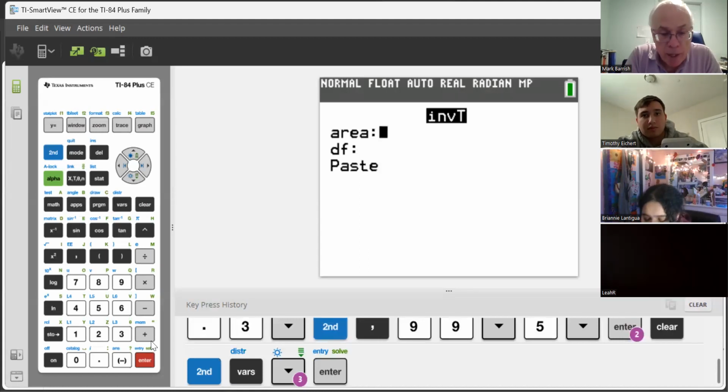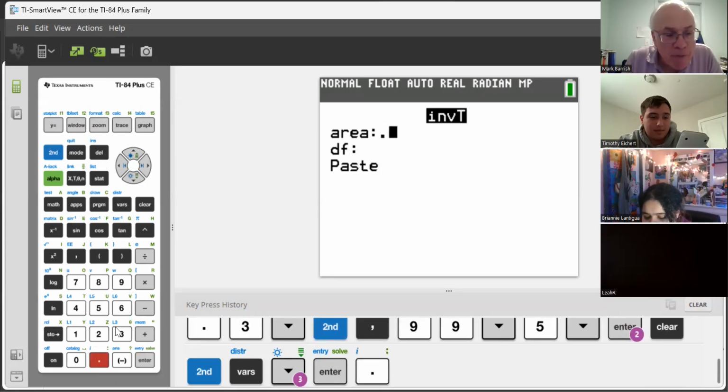So the middle area is 95%. That means the two tails are 2.5% each. So what am I going to put in for the area? 0.975. That's it.